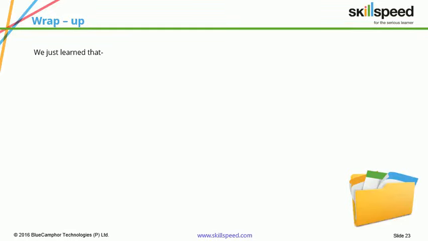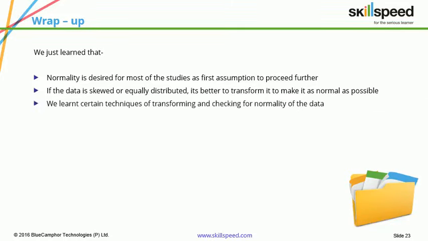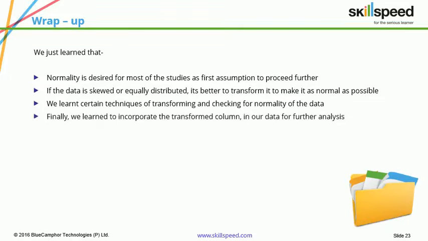Well, let's wrap up. We just learned that normality is desired for most of the studies as first assumption to proceed further. If the data is skewed or equally distributed, it's better to transform it to make it as normal as possible. We also learned that certain techniques of transforming and checking for normality of the data. Finally, we learned to incorporate the transformed column in our data for further analysis.